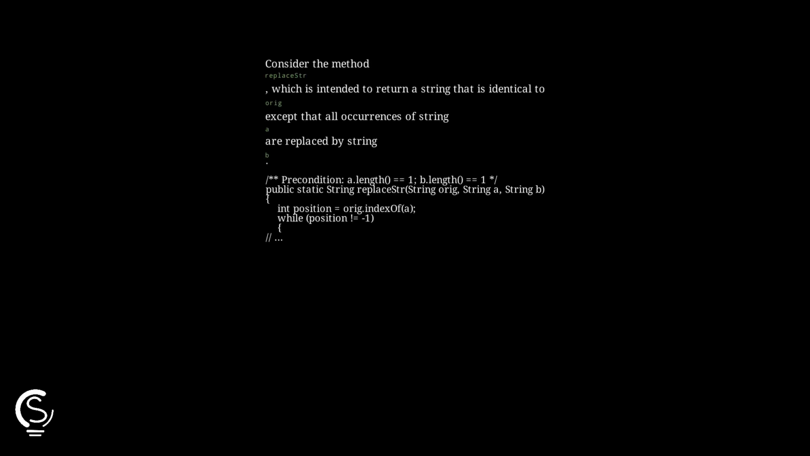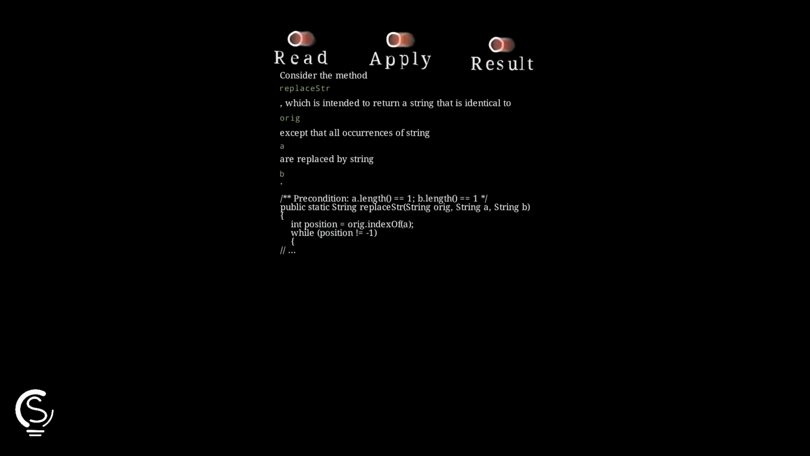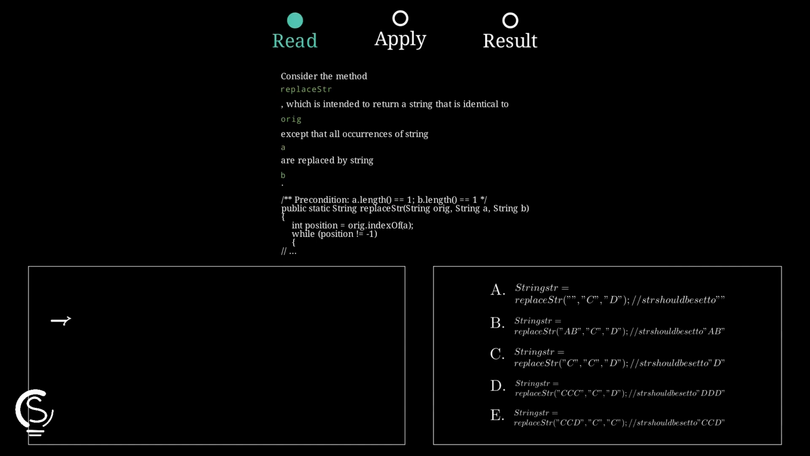Let's go! Java string replacement can be tricky when the loop never ends. We need to find which input causes this specific method to fail its task. The code uses a while loop that keeps running as long as the index of string A is not -1. It replaces A with B and then searches again.